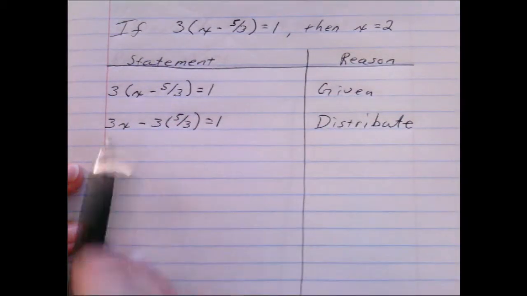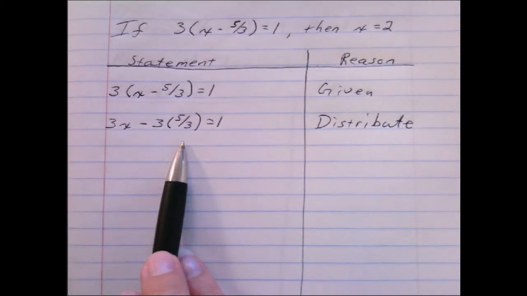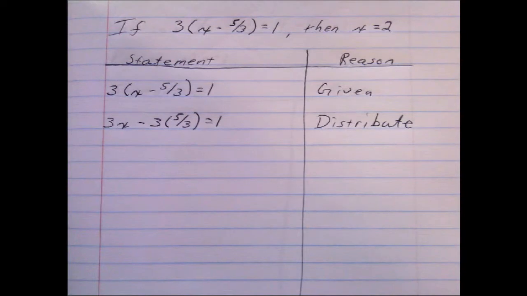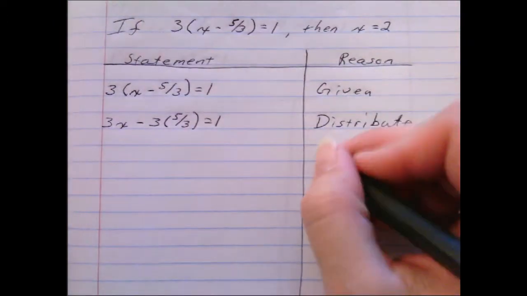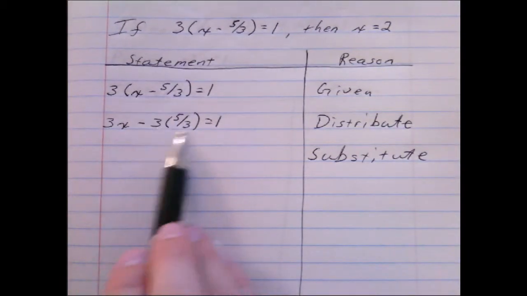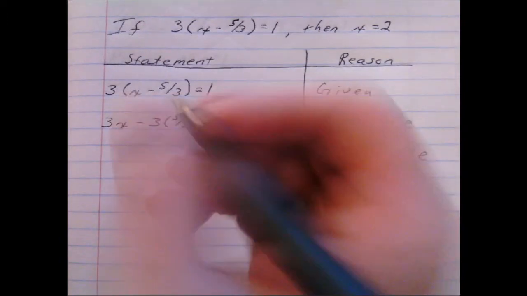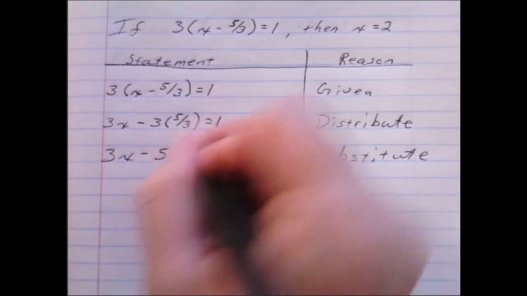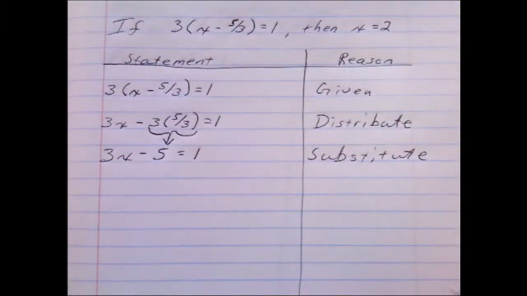And then the next thing we need to do is we need to simplify. So if we look through here, this piece, the 3 times the 5 divided by 3, can be simplified. And if you remember back at our properties, anytime we're trying to simplify something by plugging something else in, that is called our substitution property. Okay, so we're going to substitute 5 in for this expression, because if we actually work that out, these 3's will cross each other out and become 1. 1 times 5 would be 5. So 3x minus 5 equals 1. And again, we took this piece and we substituted 5 in for it. Okay?